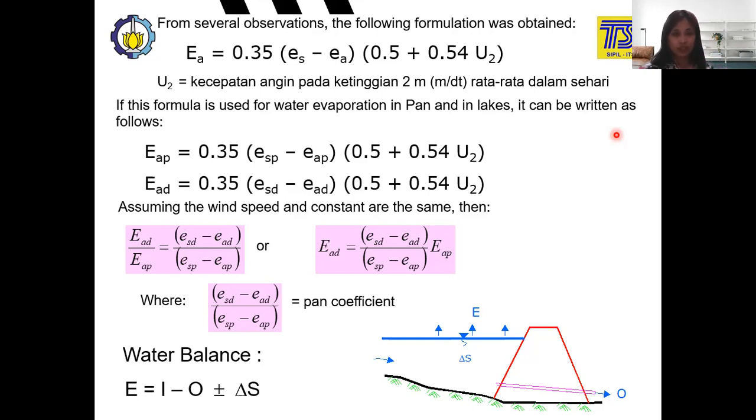And if this formula is used for water evaporation in the pan and lakes, it can also be written as follows. Here, we have EAP, the evaporation of the pan, and EAD, the evaporation of the lakes. And after that, we can assume the wind speed function and the constant C are the same. So the FU and the C are the same. So we can simplify the equation, becoming like this one.